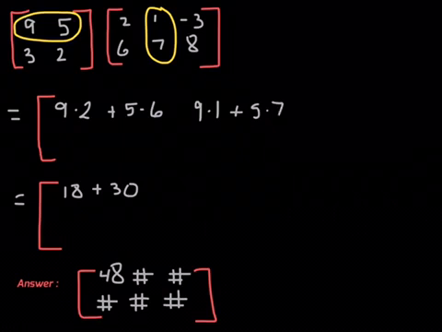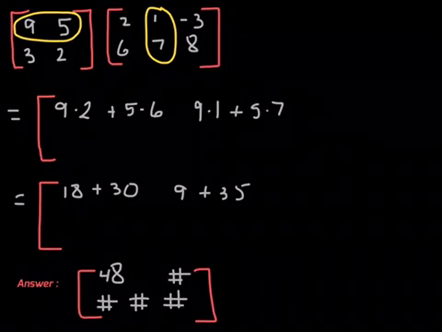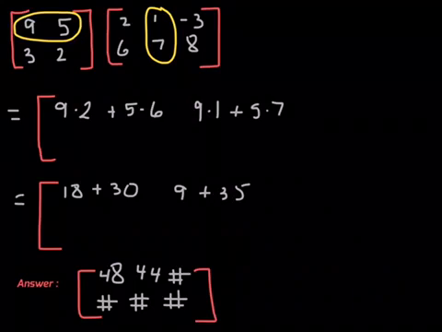We know that gives us 9 plus 35. So 9 plus 35 is 44. So you're going to see me fill that in my answer, 44. Okay, so that's what we're doing to get our product. All right, let's go for the next.